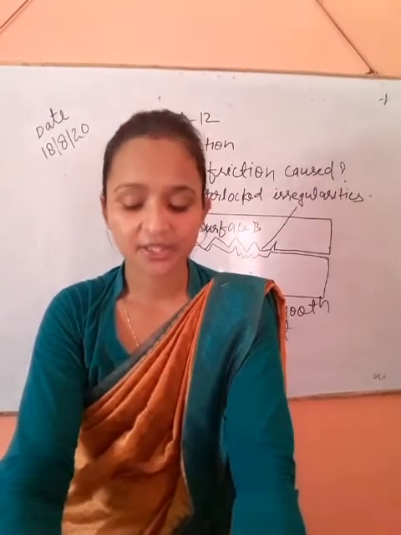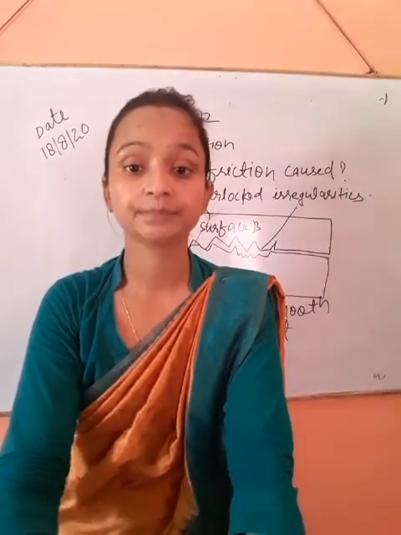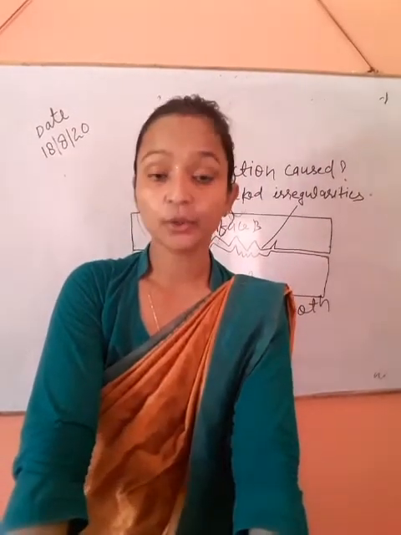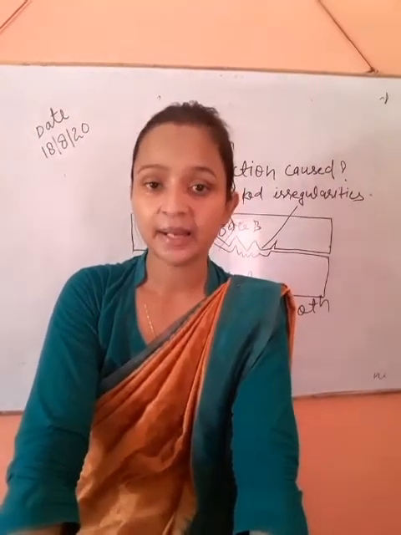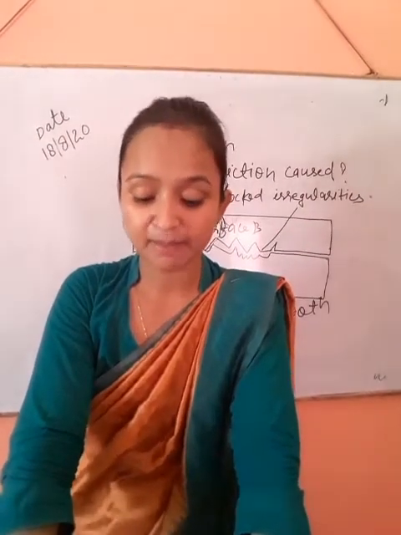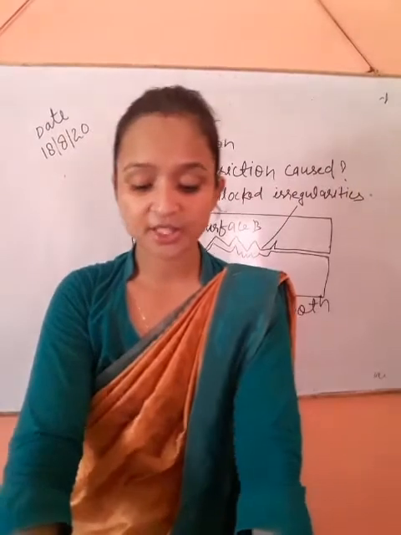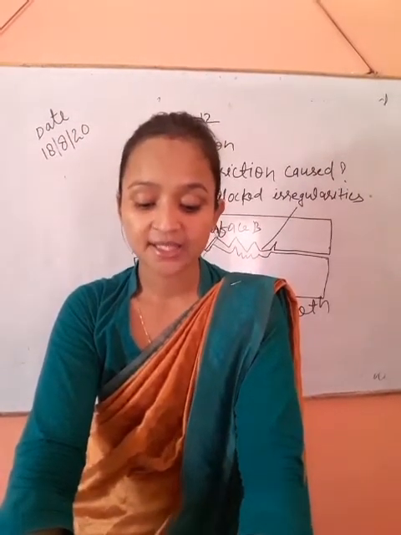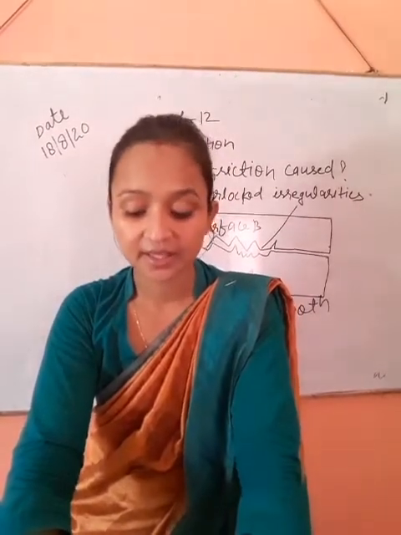So what are the materials required? A wooden block provided with a hook, and a sensitive spring balance. These are the materials needed for this activity. Method: place the wooden block on a smooth tabletop. To its hook attach the spring balance and gently pull it towards the right side.